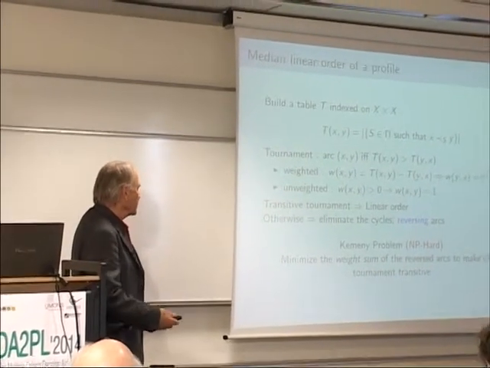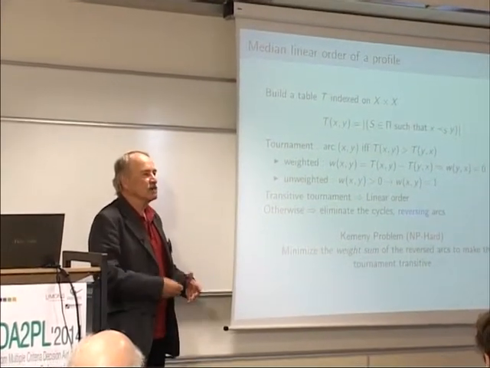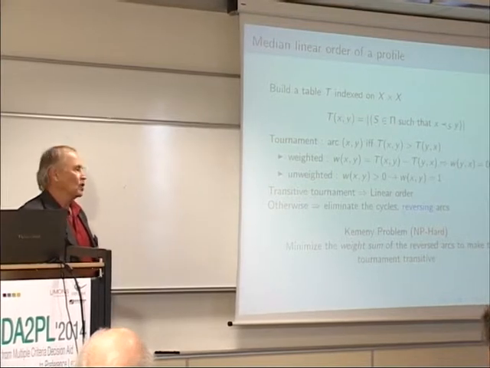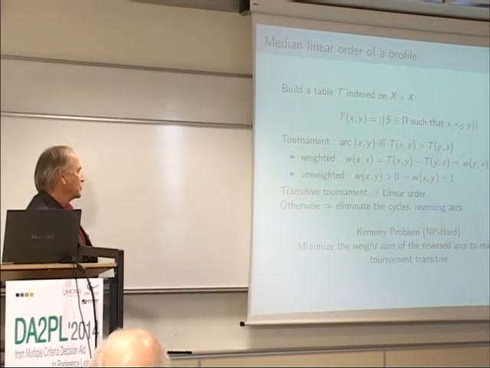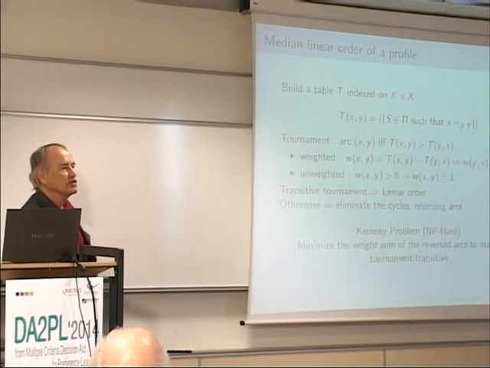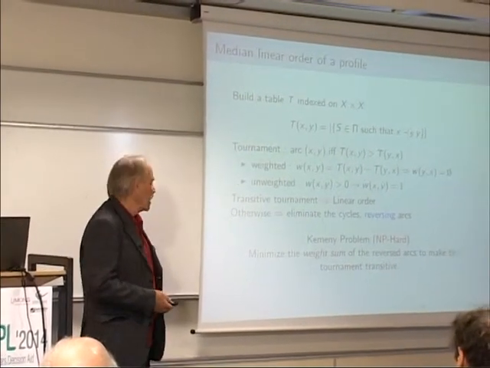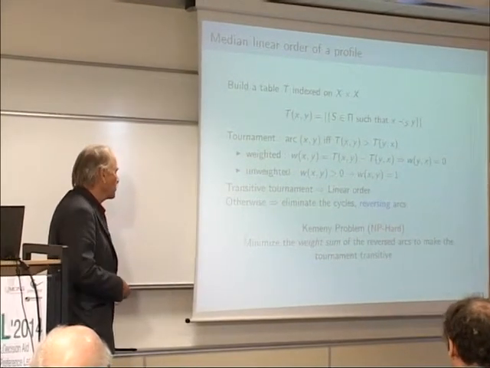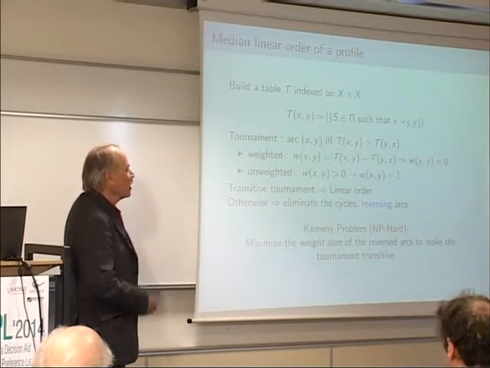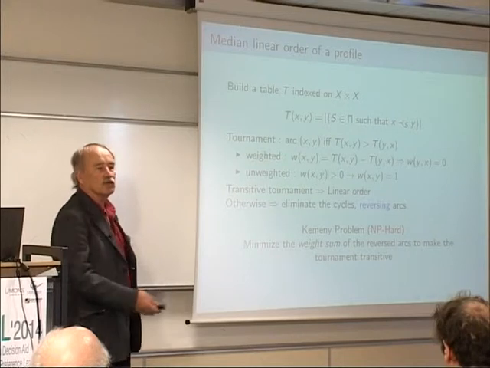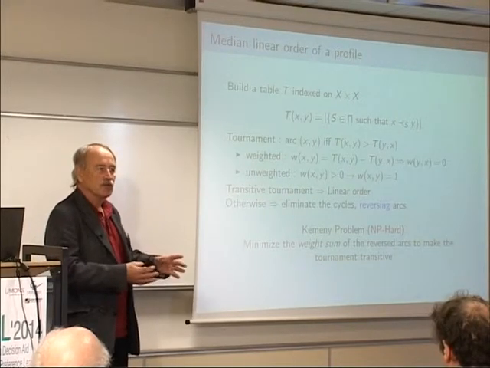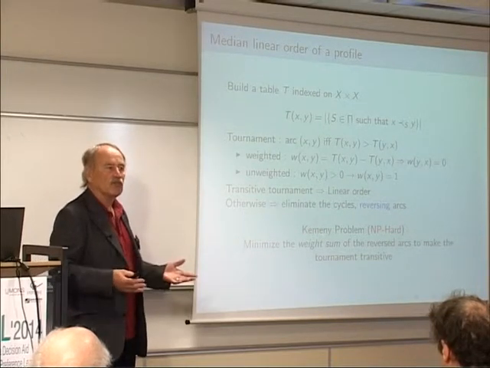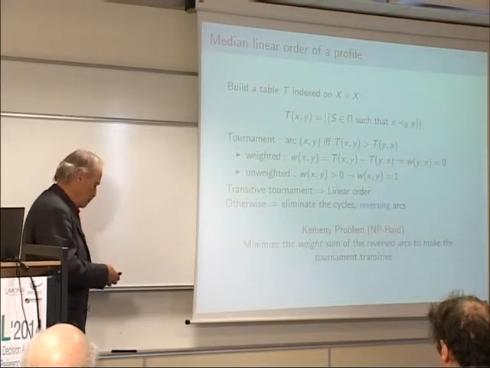And so it is very clear that a transitive tournament corresponds to a linear order. Otherwise, the problem is to compute a median order. And the solution is to eliminate the cycles you have in the tournament, reversing some arcs. And the problem, which is called the Kemeny problem in the case of a weighted tournament, is to minimize the weight sum of the reversed arcs to make the tournament transitive. So you have a tournament, and you want to reverse some arcs to make it transitive, and you are looking for the set of arcs for which the weight sum is minimum.